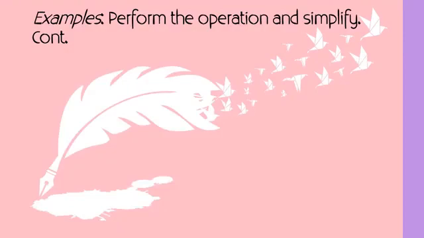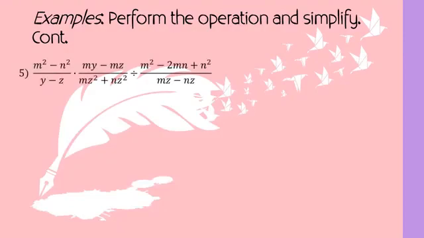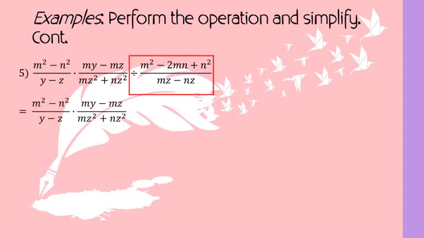Okay, so let's proceed with our example number 5, our last example in multiplication and division of rational expressions. First, let's change the division into multiplication by getting the reciprocal of the divisor. We copy the first fraction and the second fraction, then change the division into multiplication and get the reciprocal of the divisor.